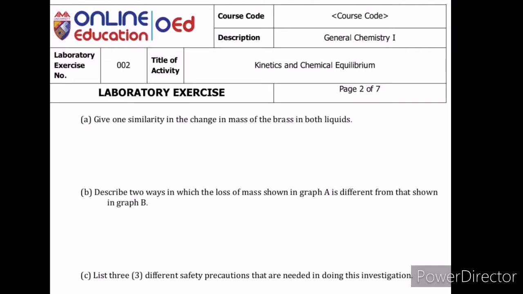Question A. Give one similarity in the change in mass of the brass in both liquids. The similarity is that the brass changes in mass in the given time in both liquids.